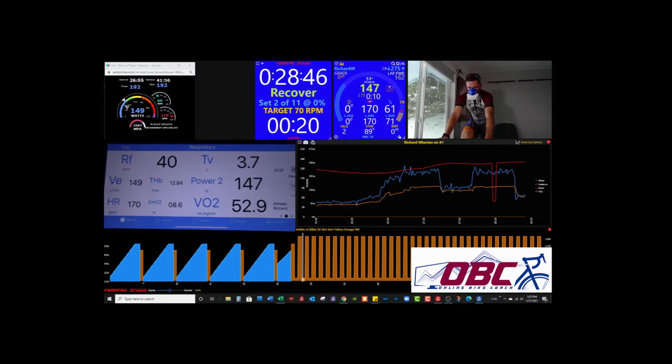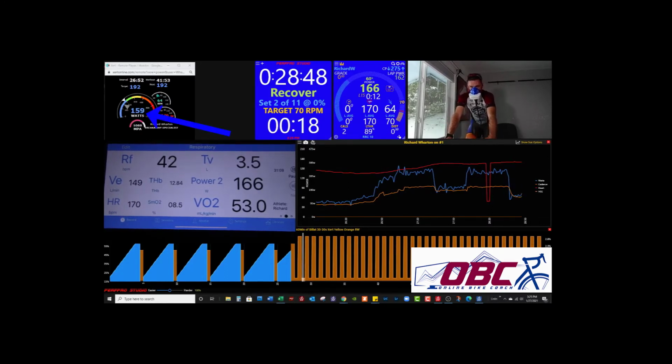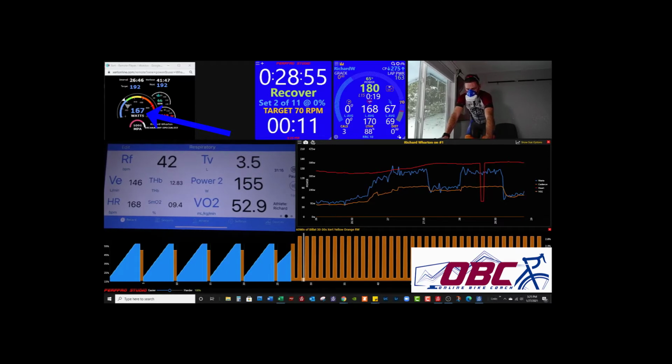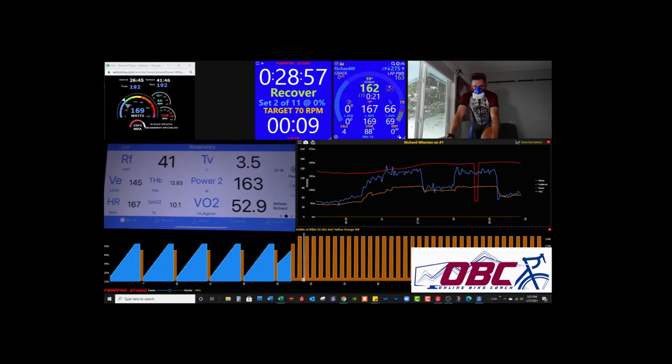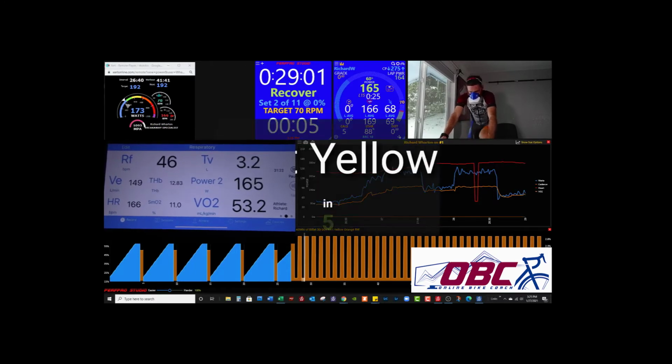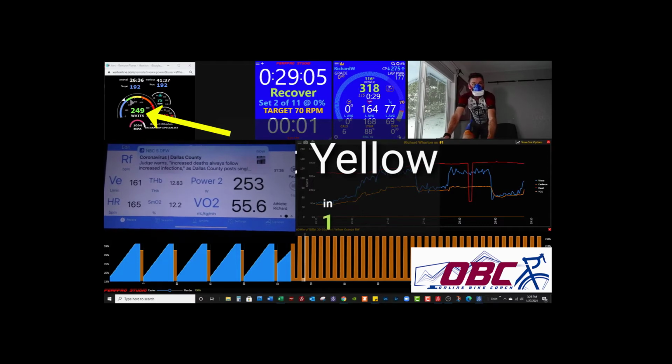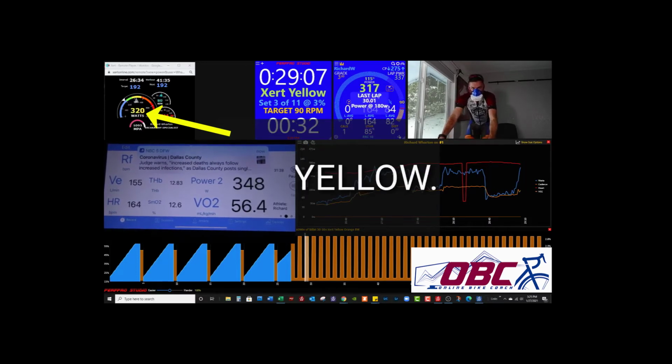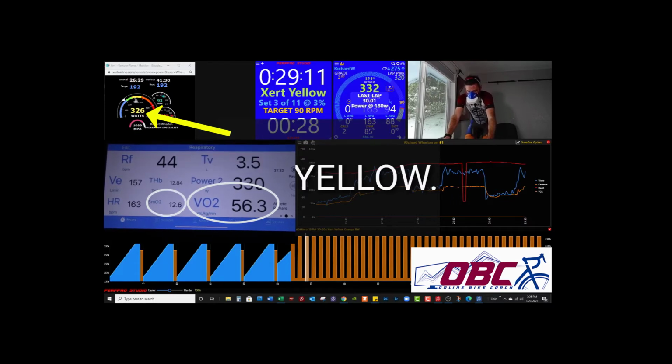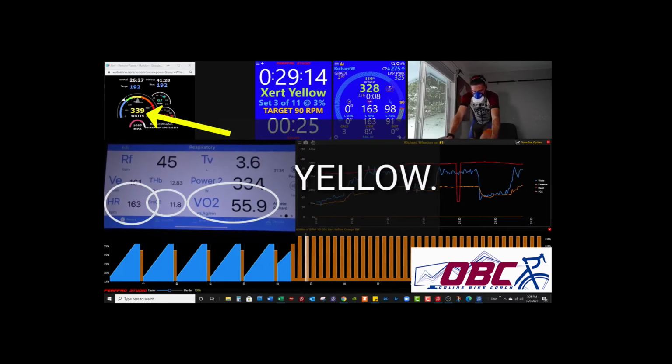Basically, think about this. When the Xert dial is blue, or the arrow is in the blue section, this is a recovery work phase. It's a recovery from an interval. When I program it, when I increase my intensity and move into yellow or orange, I really want you to pay attention to the VO2 numbers as well as the SMO2 numbers and the heart rate.